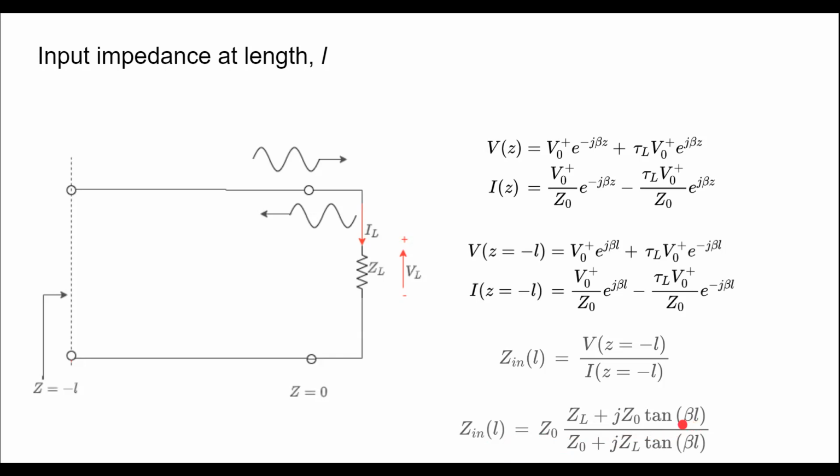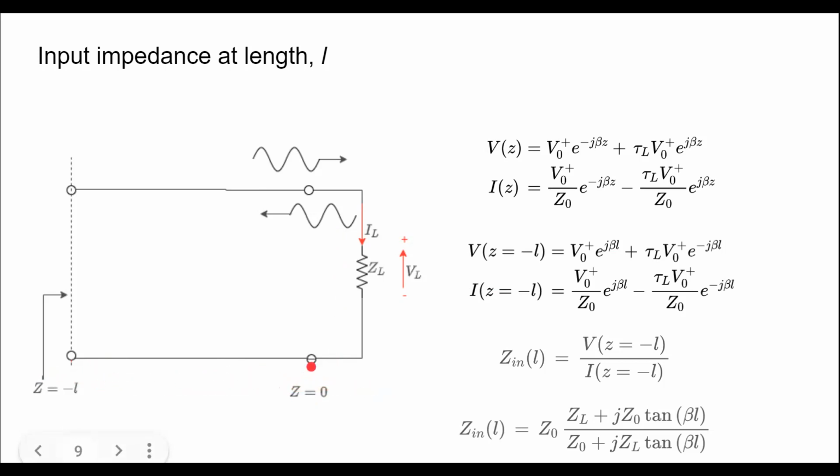So if you want to find any of these parameters, when you know all the other parameters, you can use this equation to find the input impedance at a certain location L, right? We are taking Z equals minus L because we want to take an arbitrary location in the transmission line. You will wonder why I'm taking minus L. The minus sign is because we are measuring the length from the load side towards the input side, right?